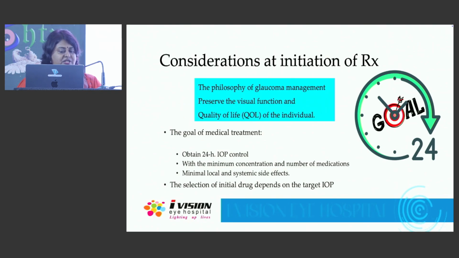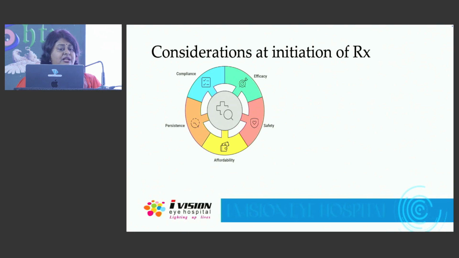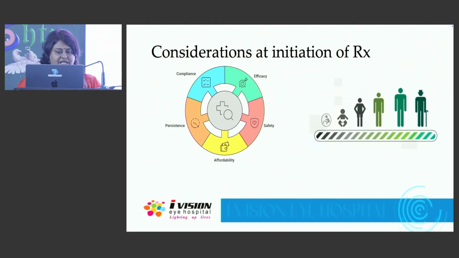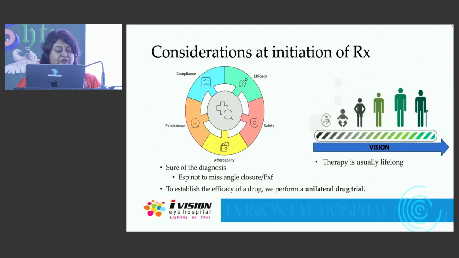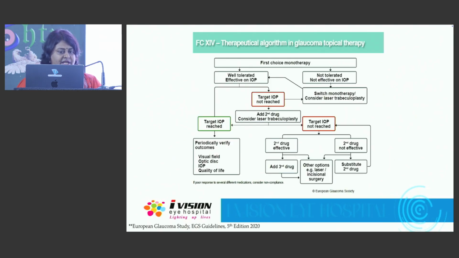The selection of the initial drug depends upon the target IOP. Compliance, efficacy, safety, affordability, and persistence have to be considered. We also have to remember that the patient should have vision till the last period of his life, and the therapy hence has to be lifelong. We have to make sure of the diagnosis because there is a chance of missing angle closure and pseudoexfoliation. We perform what is called a unilateral drug trial. If the medicine is well tolerated and effective on the IOP, that is when all is well, you continue the treatment.